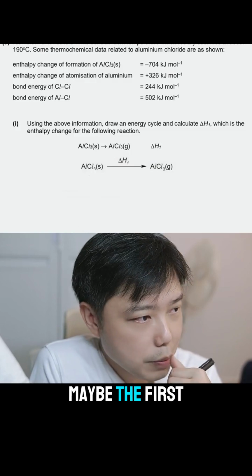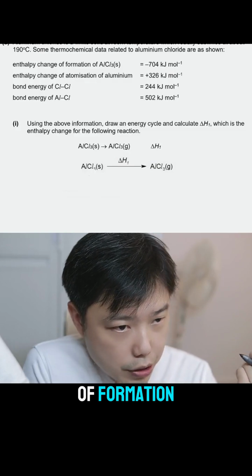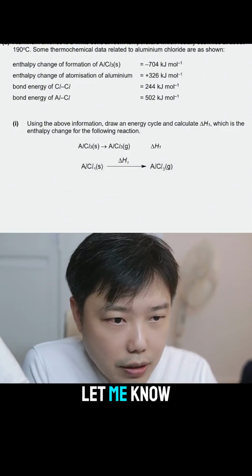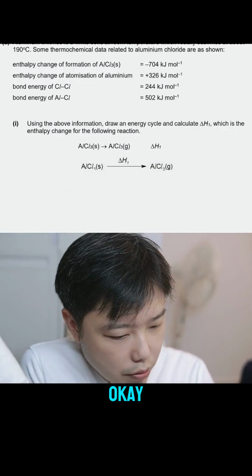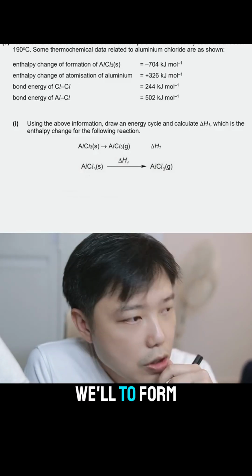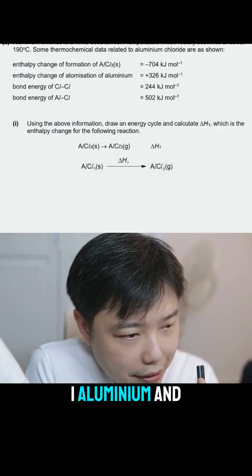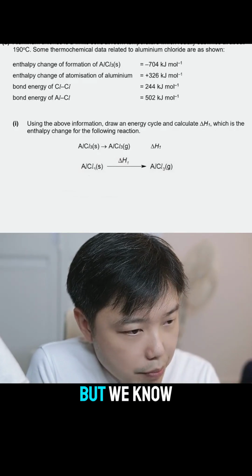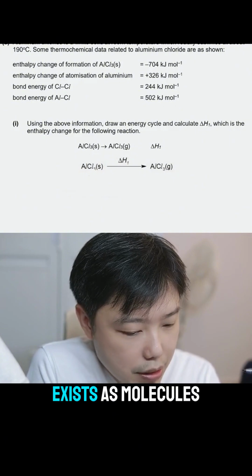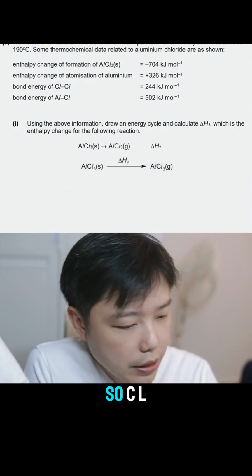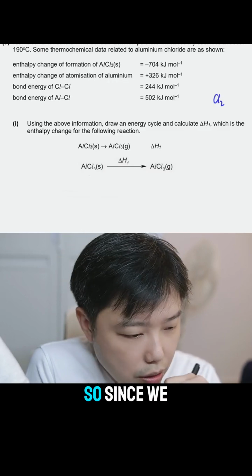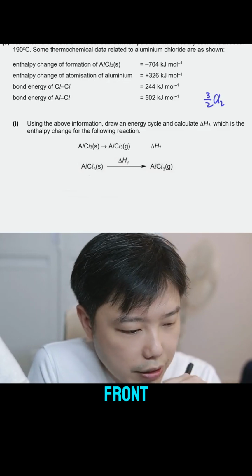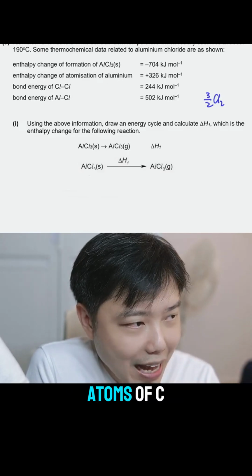For example, the first one we're going to use is the enthalpy change of formation of aluminum chloride, AlCl3. Let me know if you cannot see the diagram. To form AlCl3, we need 1 aluminum and 3 atoms of Cl. But Cl doesn't exist as atoms, it exists as molecules, Cl2. So since we need 3 atoms, we put a fraction 3/2 in front, so that when we multiply out, we get 3 atoms of Cl.